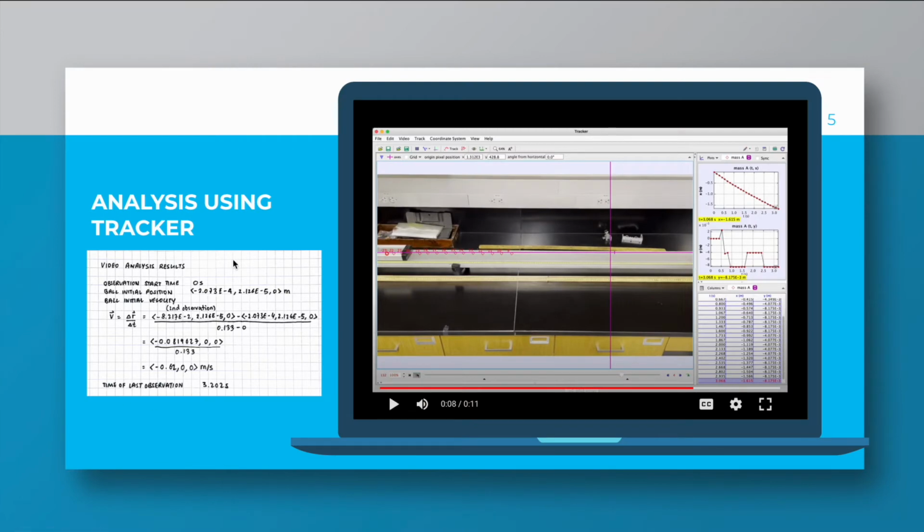I then used some of the data from the Tracker software to make calculations for the average velocity, which is equal to the change in position of the object over the change in time, and then also took down the duster's initial position, initial velocity, and time of last observation. This will all help me in the next part of this experiment where I constructed the computational model.